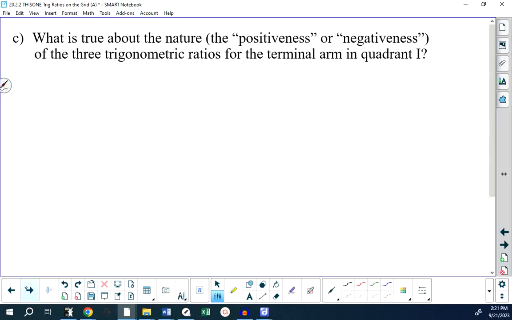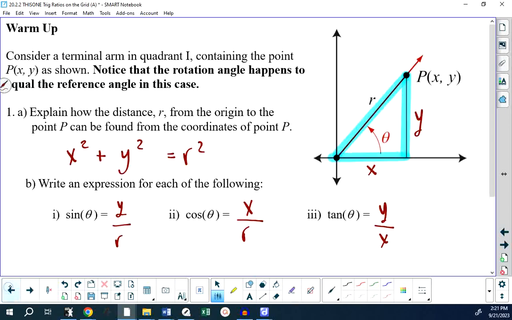So what is true about the nature of the positiveness or negativeness of the three trig ratios in quadrant 1? Well, I want to go back and address something. And this is not a simple lesson. It requires thought as well as learning specific things. Would you agree that in quadrant 1, x is always positive?